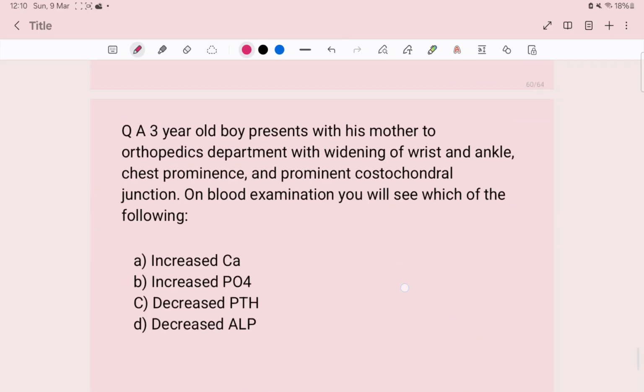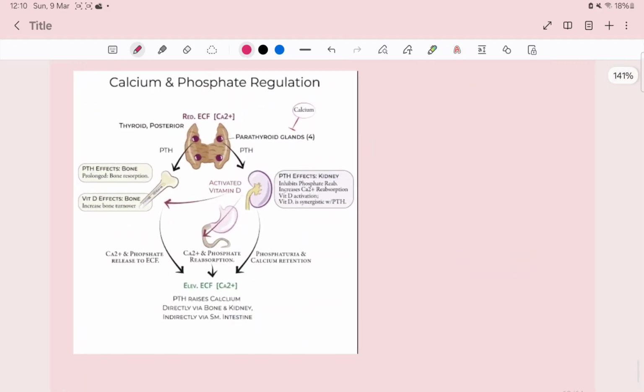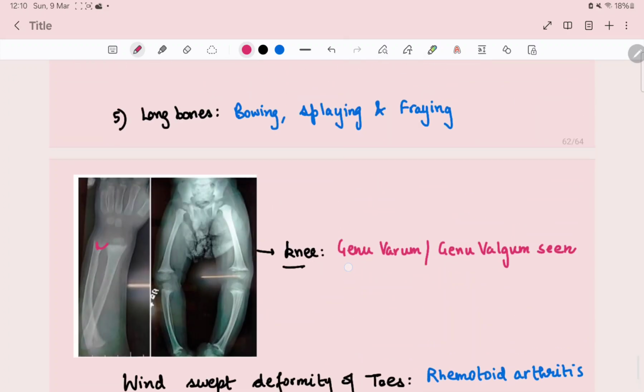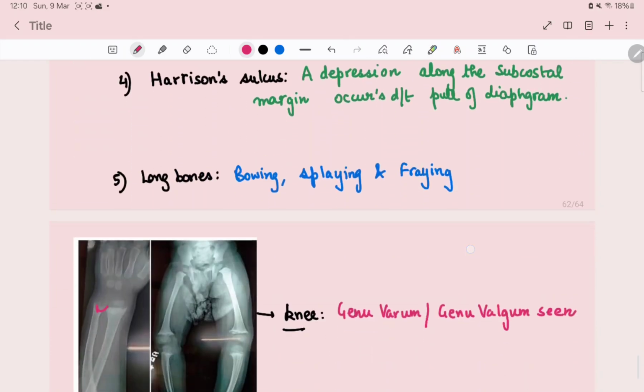But the question is asking about the blood examination. So there will be decreased calcium, decreased phosphate. Now what is PTH and ALP? PTH is parathyroid hormone. So what is the function of parathyroid hormone? This is a very nice image. What does parathyroid do in bone? It causes bone reabsorption. Parathyroid causes increased calcium in serum. So in rickets already the calcium is low, so there will be increased parathyroid in our body, not decreased. So the answer automatically, even by rule out, becomes decreased ALP.